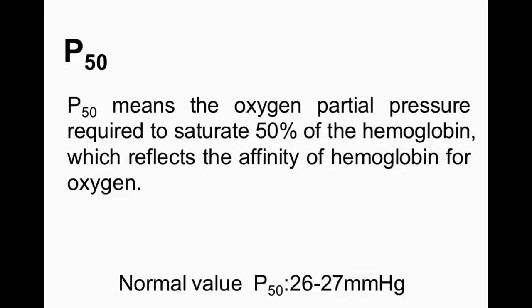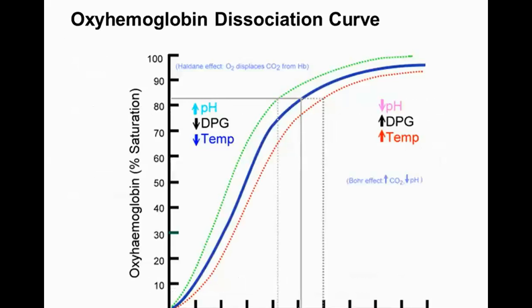P50, as we said, means the oxygen partial pressure required to saturate how much? 50% of the hemoglobin, which reflects the affinity of hemoglobin for oxygen. From a practical point of view, it's objective evidence for us to know shifting to the right or shifting to the left. The lesser P50 will be shifted to the left, the greater will be shifted to the right. Normally 26 to 27 millimeter mercury.